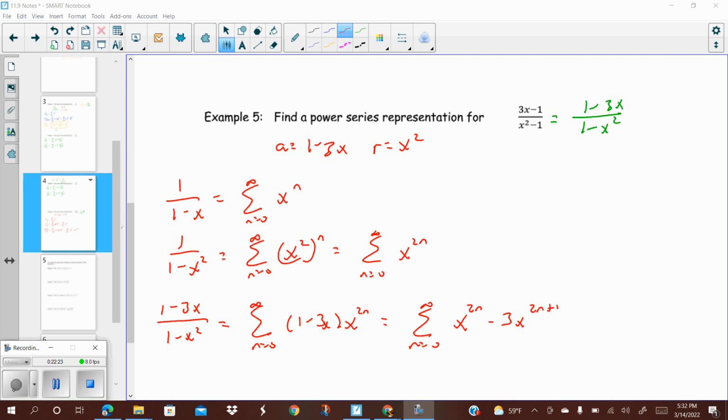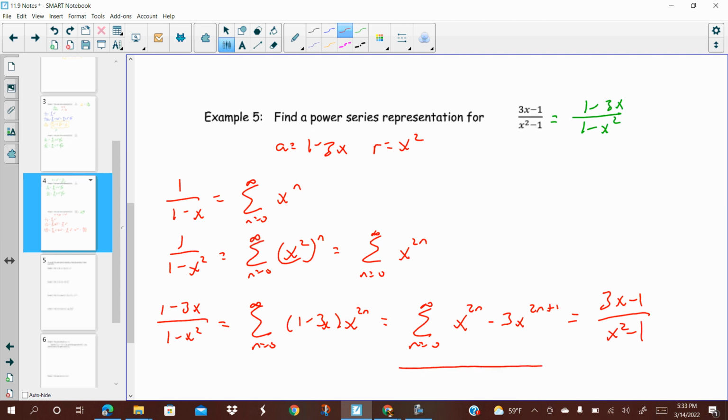Anyway, that is it for that one. So that one right there is the representation for 3x minus 1 over x squared minus 1. We'll come back with a second video in which we're going to do a little bit of actual calculus with this stuff.